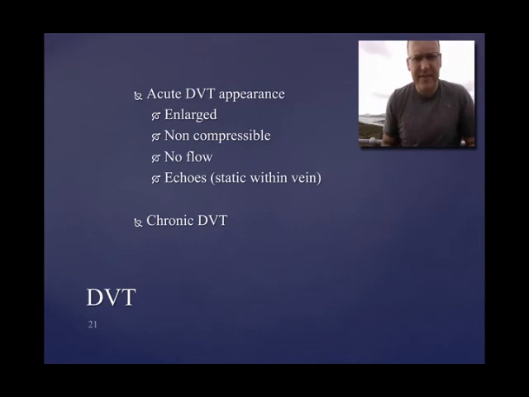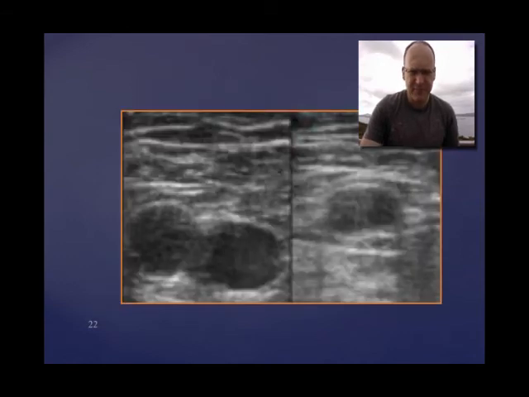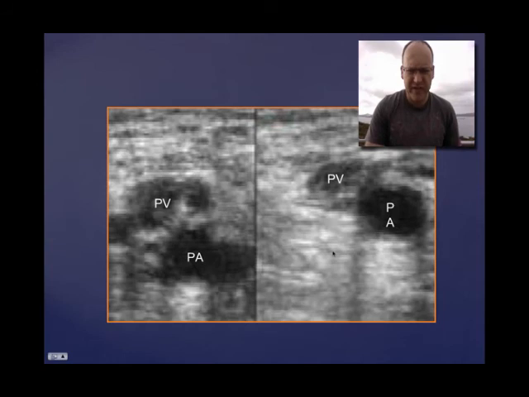So an acute DVT, the vein often is dilated, it's non-compressible, there's no flow in it, and you do tend to see echoes within it, but very acutely, acute clot can be hypoechoic and not be obvious. Chronic DVT tends to shrink and becomes more echogenic, and you may have a rim of flow around the DVT. So this is compressibility. Here is a normal artery and vein, and when you squish, the artery stays and the vein disappears. And we'll see that live.